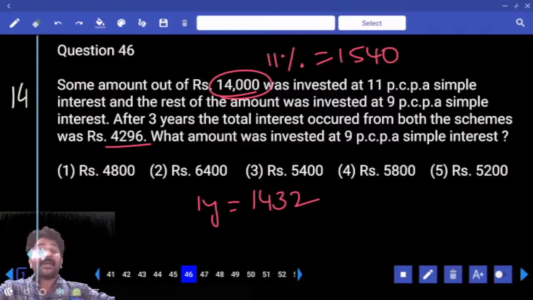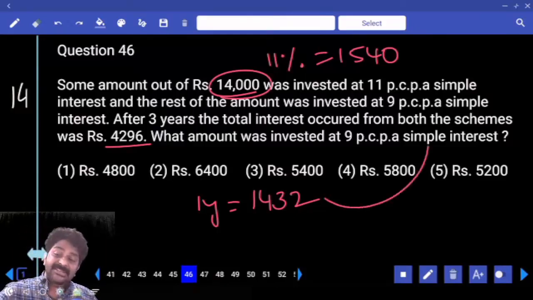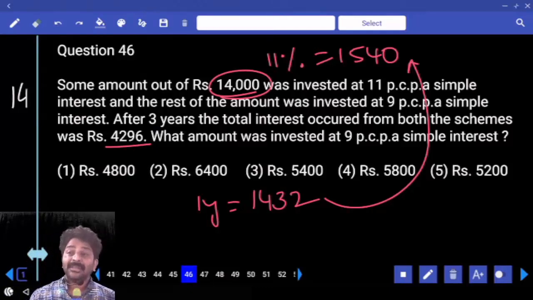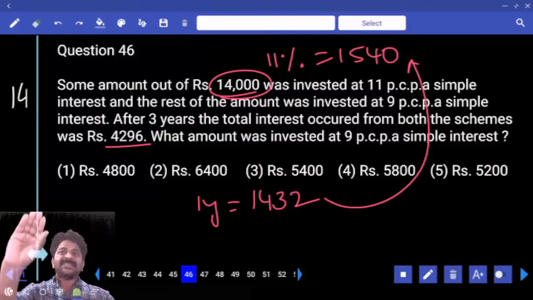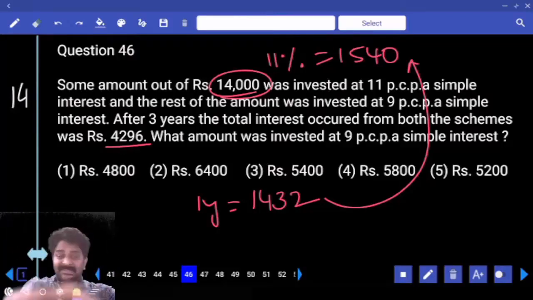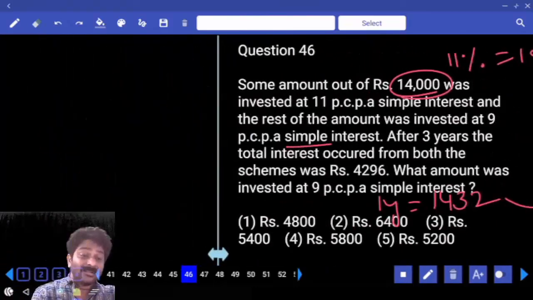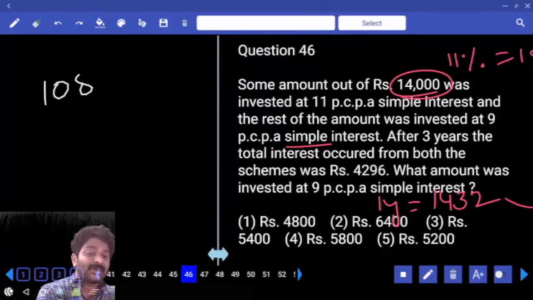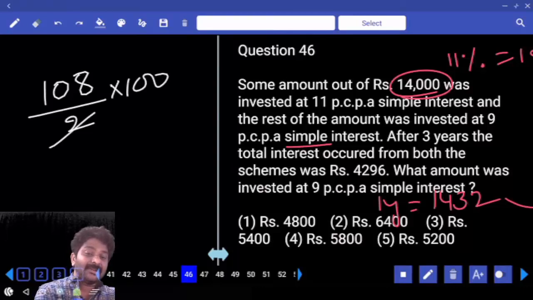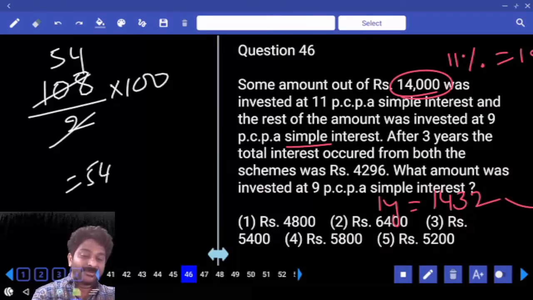Correct. But how much we got? 1540. Did we get more or less? How much more? Instead of 1432, if you get 1540, how much more we got? 108. What exactly is the reason for getting 108 rupees more? Because there is some money which is given at 9%, but that we converted to 11%. So how much percentage have you increased? Because of that 2%, if the increase is 108, 1% value is 108 divided by 2, that is 54. Now we want principal, that is 100%. 54 times into 100, answer 5,400. That's all.